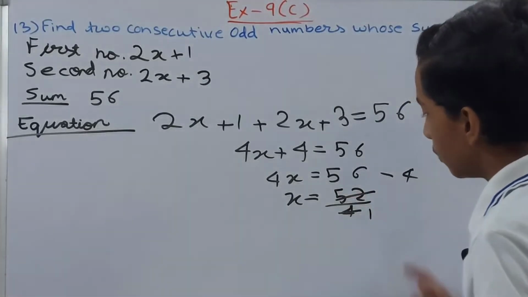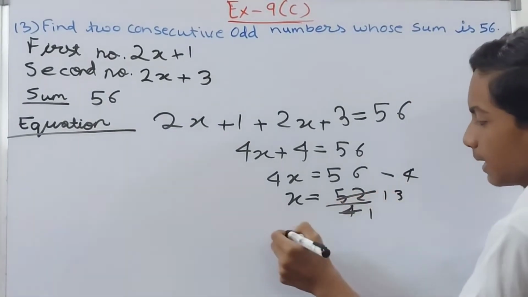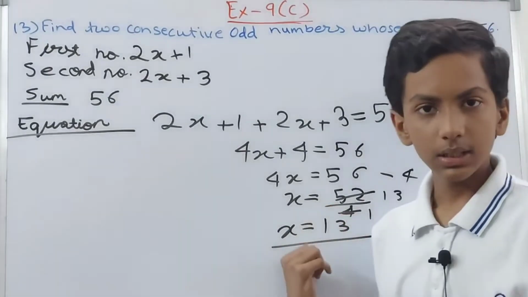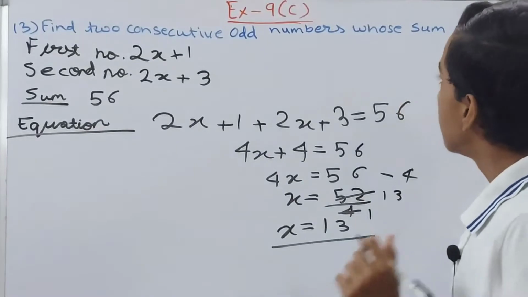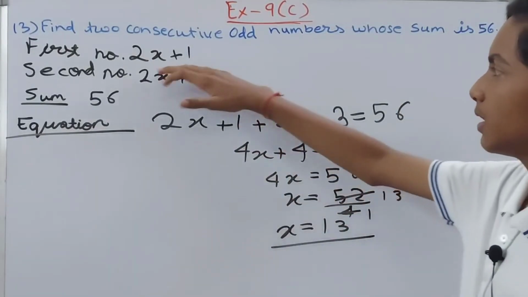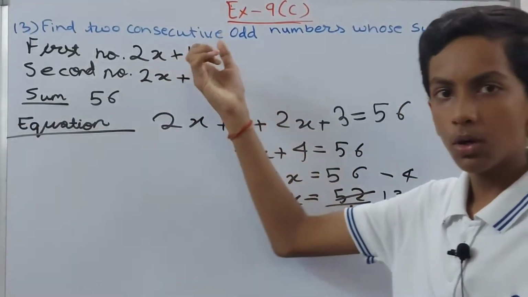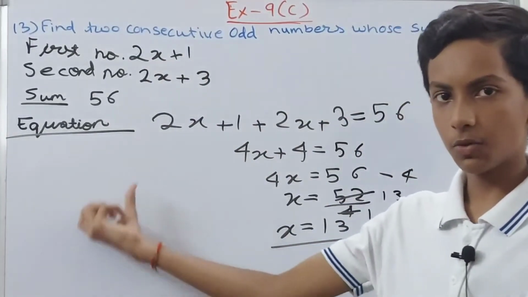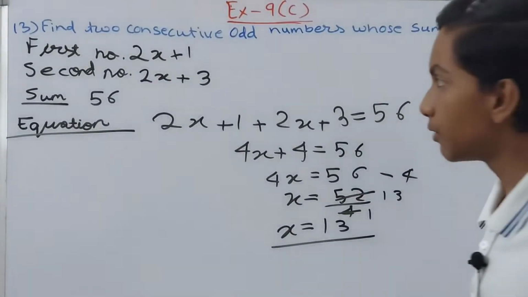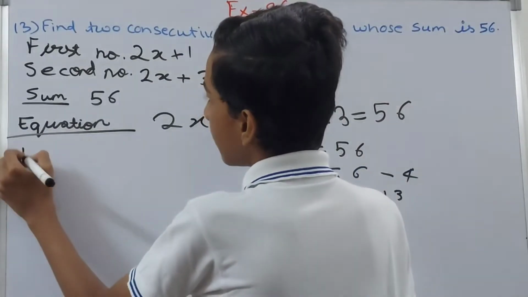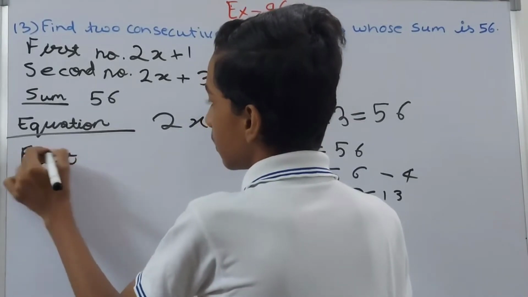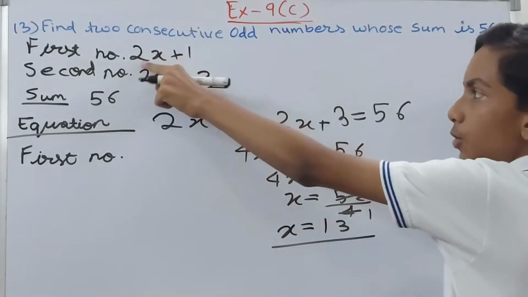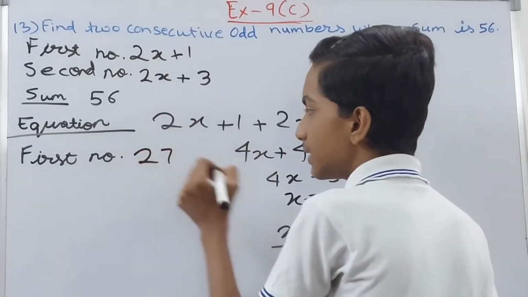1 and 52 goes how many times? 4 times 13, right? So x is equal to 13. Now here our first number is 2x plus 1. So x is 13. So 2x plus 1 becomes 13 into 2 plus 1, and that is going to be 27, right? So you write it here that our first number is 2x plus 1, x is 13. So 2 into 13 plus 1 is 27, right?